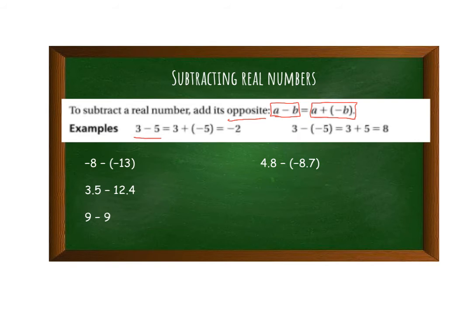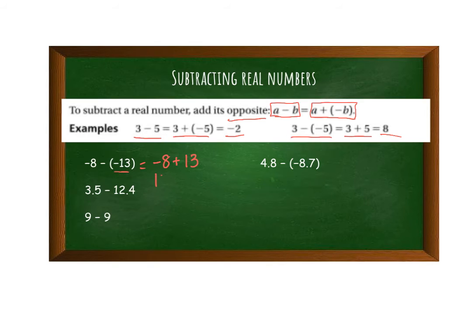So here's an example. We have 3 minus 5, so that becomes 3 plus negative 5, which gives us negative 2. We have 3 minus negative 5, which we changed to, we're going to add the opposite of negative 5, which is 5, so 3 plus 5 equals 8. All right, let's try some. So we've got negative 8 minus negative 13. Let's go ahead and change it to an addition problem. So negative 8 plus, the opposite of negative 13 is positive 13.